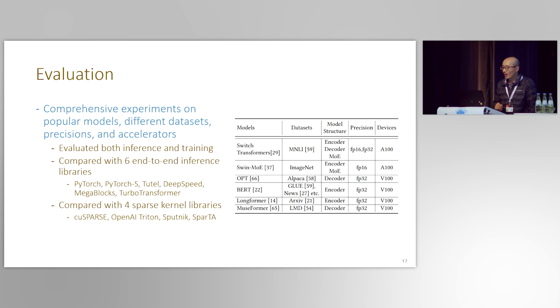We comprehensively evaluated PIT using 6 popular transformer models with different data sets, different precisions, and accelerators. PIT works both for training and inference. We compared PIT with 6 end-to-end inference libraries and 4 sparse kernel libraries. The baseline PyTorch-S is a variant of PyTorch that uses the best performing sparse kernels from the following sparse kernel libraries. Due to time limit, I will only show some representative workloads. You can refer to our paper for more evaluation results.